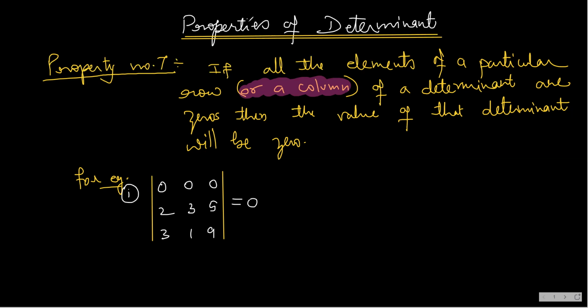And even for a column, say if I have all the elements of a particular column 0. Say the first column is 3, -1, 9, the second column is 2, 3, 5, and the third column is 0, 0, 0. Now this time it's all the elements of one column, column 3, that are 0. So the value of this determinant is also 0. This is example number 2. Please, you can copy this.